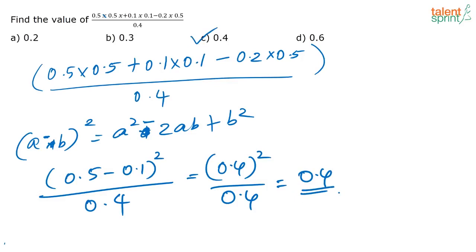See, very easy question, right? You just have to rewrite it like this. Don't multiply 0.5 into 0.5 is 0.25. If we do that, that's a waste of time. Whenever you look at such questions, you should be able to identify what it is, okay? So, this x is actually not here. I think that was a typo error.